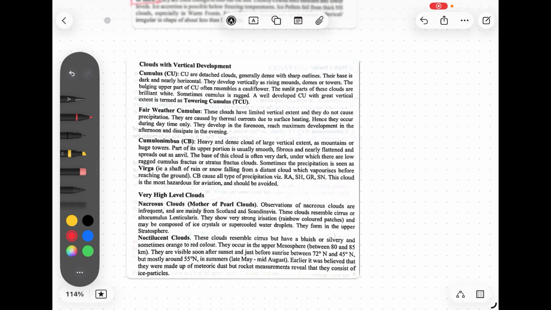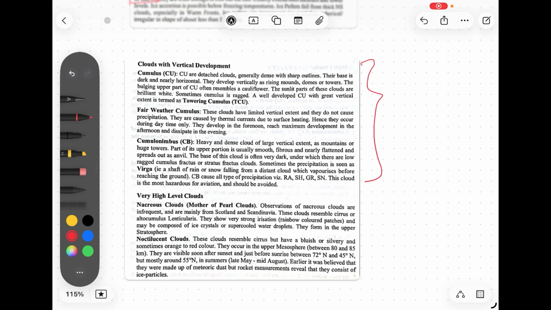Then we talk about vertical development. These are basically the clouds that are dangerous. Okay, it's a no-go. Like you're not supposed to enter these clouds if you're flying. Okay, so this is cumulonimbus clouds.